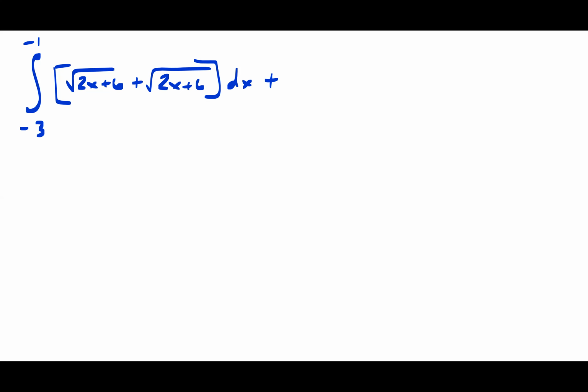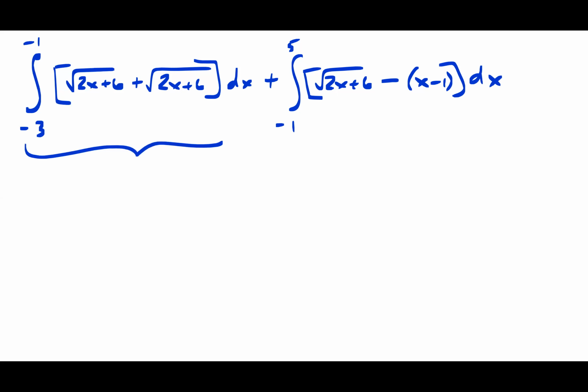But let's go to the next one here. So from negative 1 to 5, what's my top function? Square root of 2x plus 6. Bottom function. And then we need to put this in parentheses because it's two different pieces in that function. Okay, guys, that's what we gotta undo. Ready? So let's do this one.